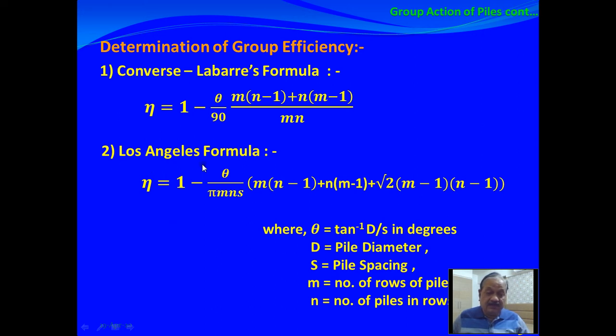In the same way, the Los Angeles formula gives the efficiency as eta equal to 1 minus theta by pi mns, in brackets, m(n minus 1) plus n(m minus 1) plus square root of 2 times (m minus 1)(n minus 1). The terminologies are the same. m is the number of rows of piles and n is the number of piles in that row, and theta is the tan inverse of d by s.